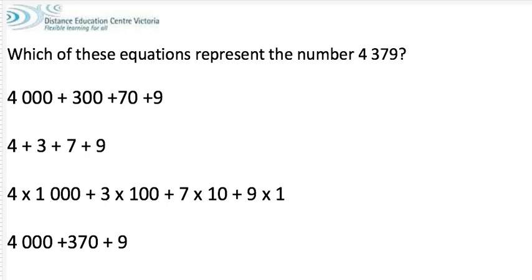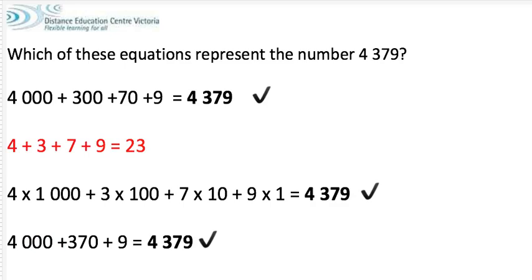4,379. Pause the video, try to work out which of these numbers are represented correctly. We are a little bit over our 5 minutes, but you're learning some very important things. Compare your thinking to this chart here. 4,000 plus 300 plus 70 plus 9 equals 4,379. If you have 4 plus 3 plus 7 plus 9, you only have 23.